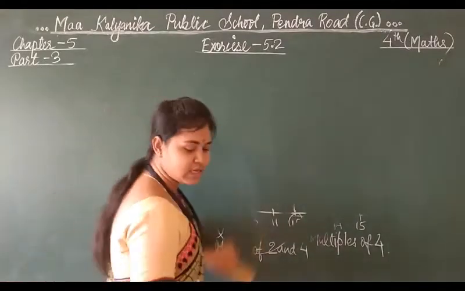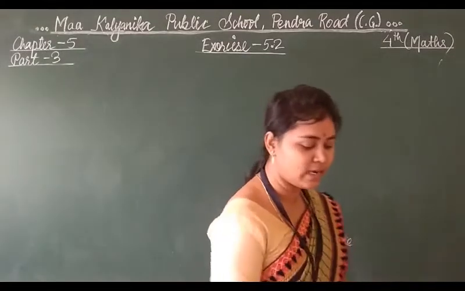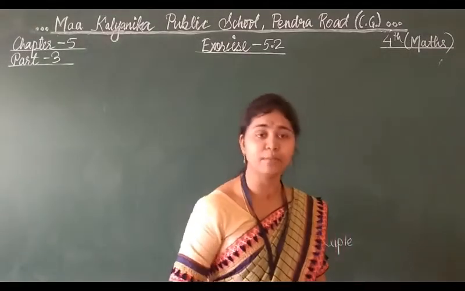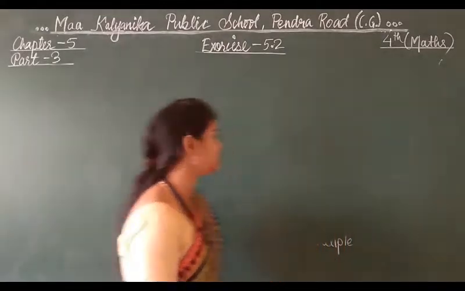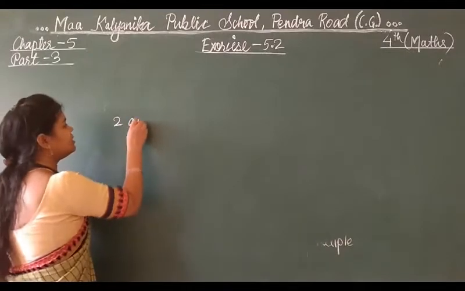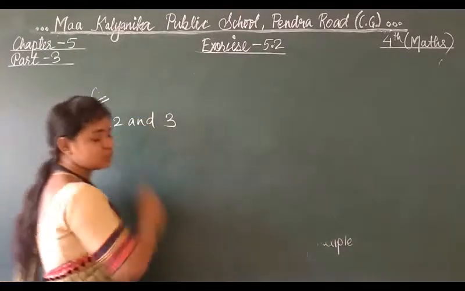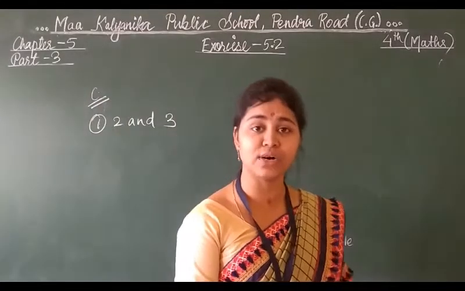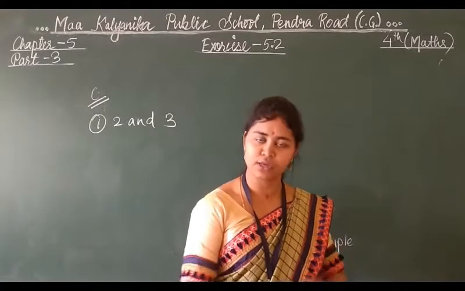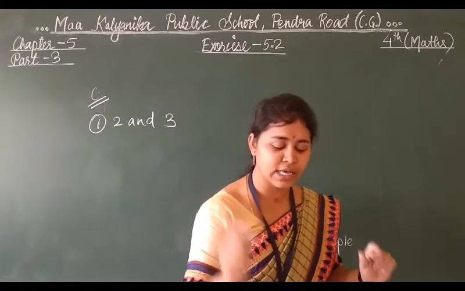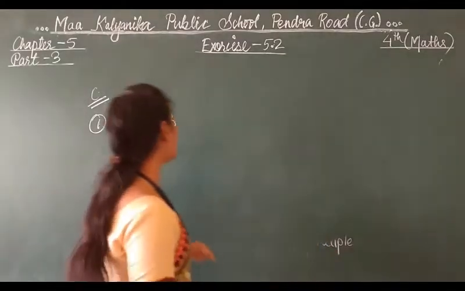So students, see, question number C is given here. Write the first 10 multiples of the following pairs of numbers. What are the numbers given here? 2 and 3. Okay, question number C, first one. The question is to write the first 10 multiples of the following pairs of numbers. You have to write the first 10 multiples, then find the common multiples of each pair.